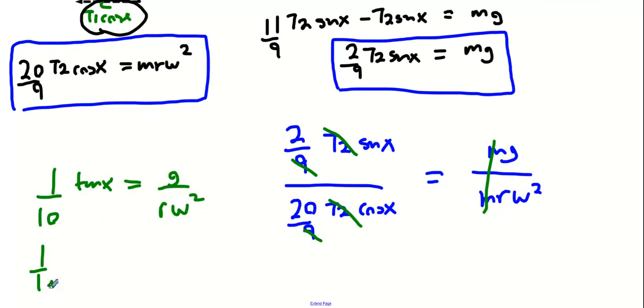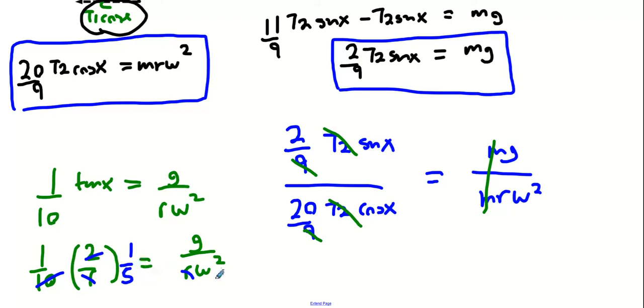So 1 over 10 times 2 over r equals g over r omega squared. The r's are going to cancel. And then what we're going to find out is that's going to be 1 over 5. So g over omega squared is 1 over 5. Bring up the omega: omega squared equals 5g. Omega equals root 5g.